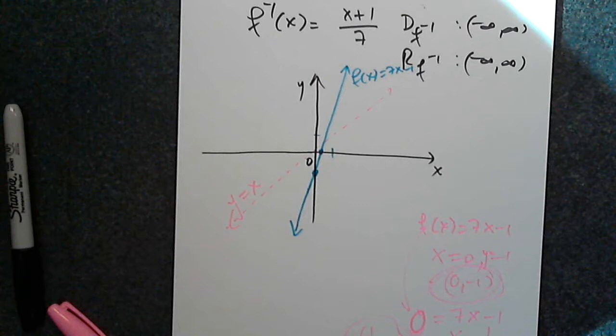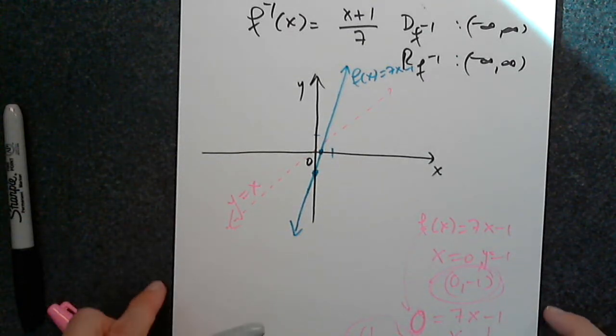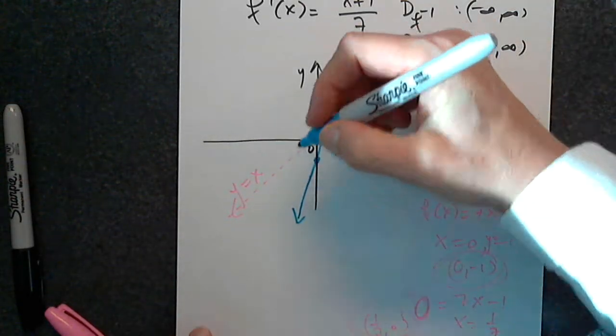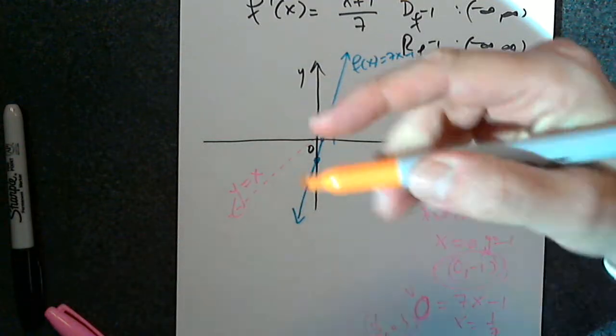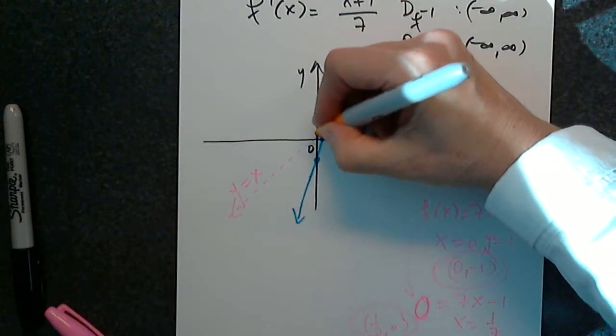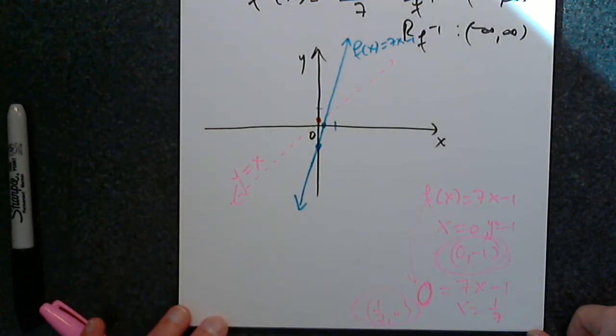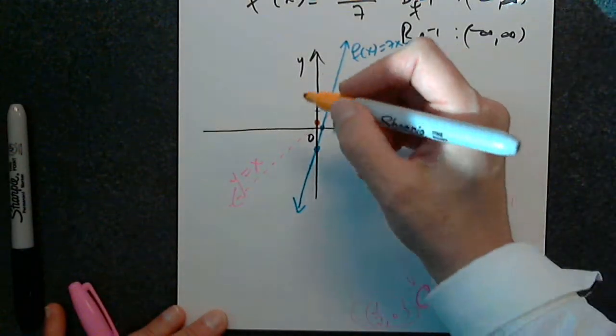So can anyone give us 2 ordered pairs that will help us graph the inverse function? Say it again. You said 0, 1/7? I completely agree. Indeed, 0, 1/7. Great job. Good. Another one. -1, 0. Great job.